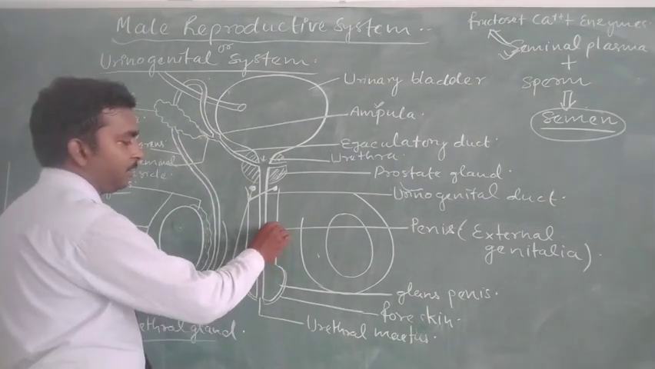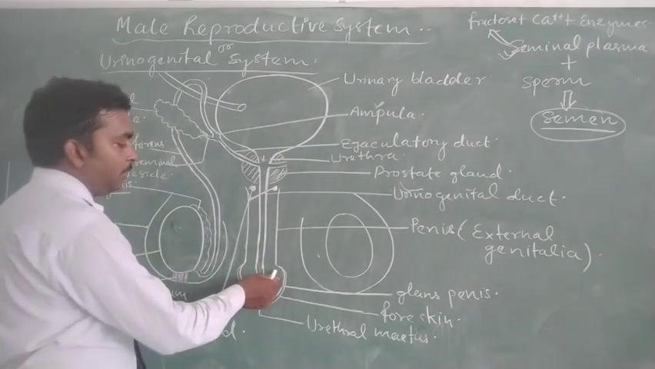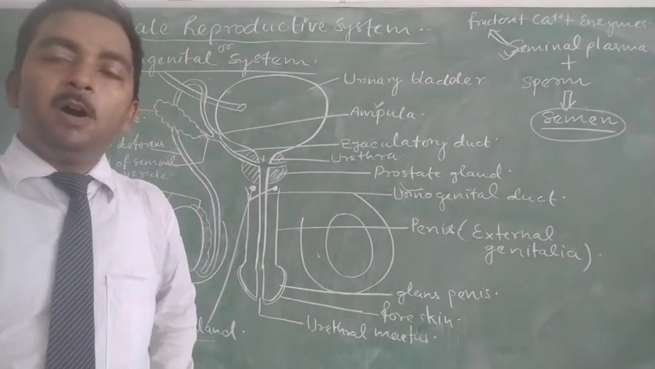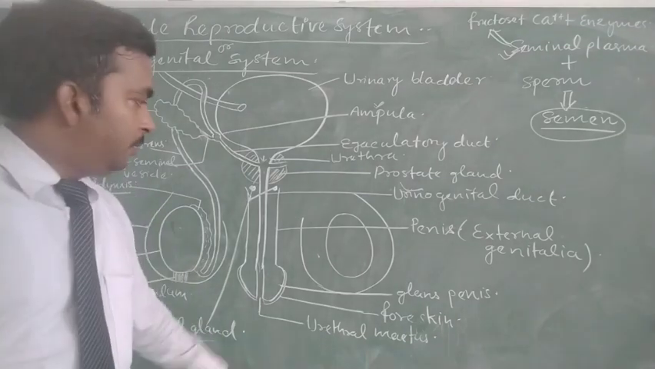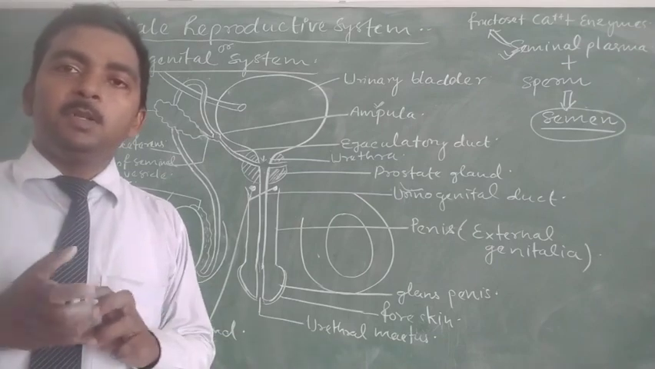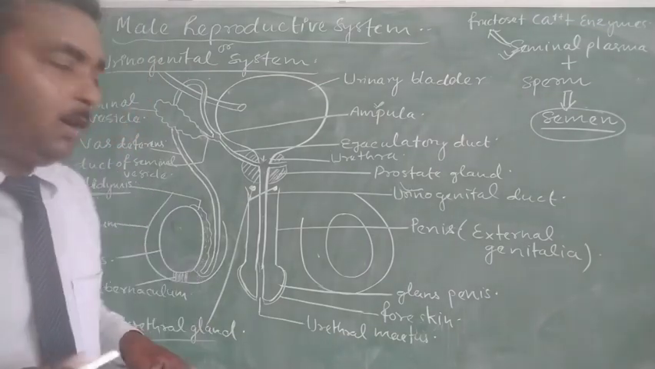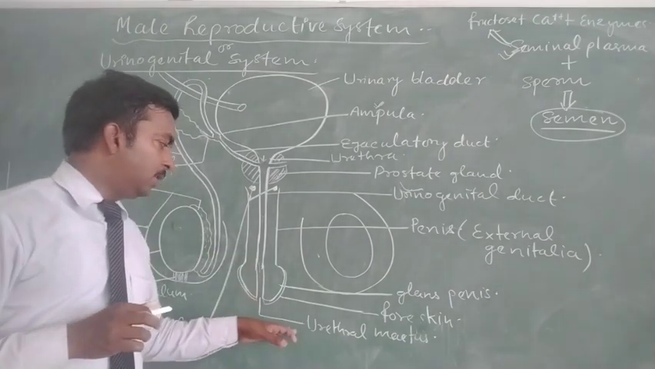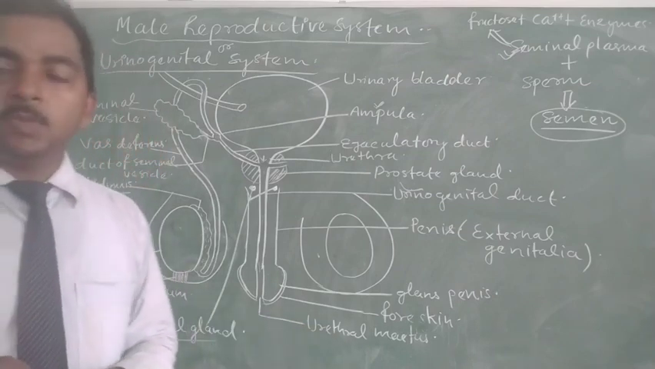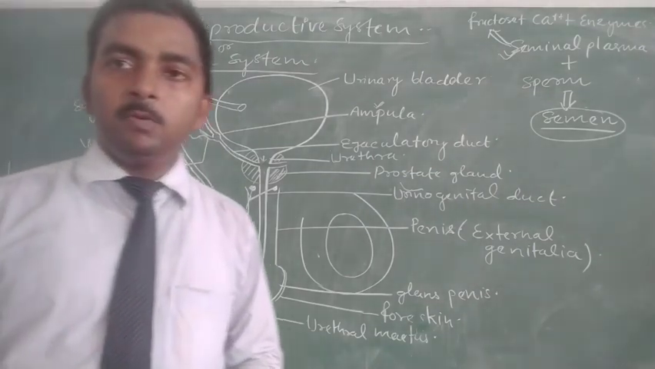Here in the penis, the external genitalia, some additional structures also exist. The tip of the penis is made up of highly sensitive skin, which is known as the glans penis, which is covered by a loose fold of skin known as the foreskin. And the opening of the urogenital duct outside the body through the penis is known as the urethral meatus. So this is all about the male reproductive system of human beings.